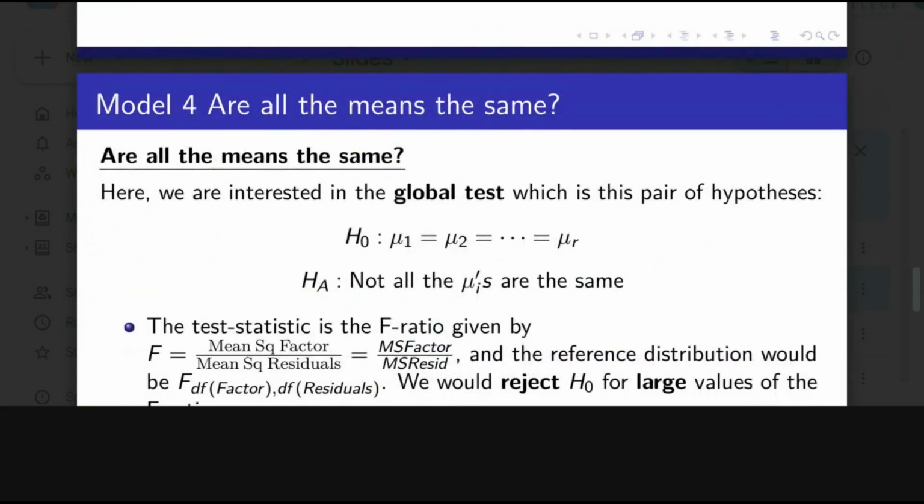Don't write what some students in the intro class will write: mu 1 is not equal to mu 2 is not equal to mu 3. That's a subset of the possibilities. It doesn't mean that they're all different. At least one is different.